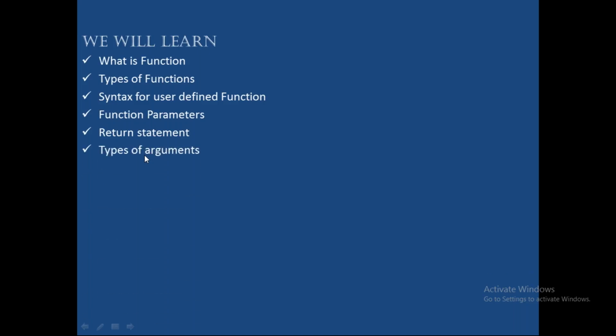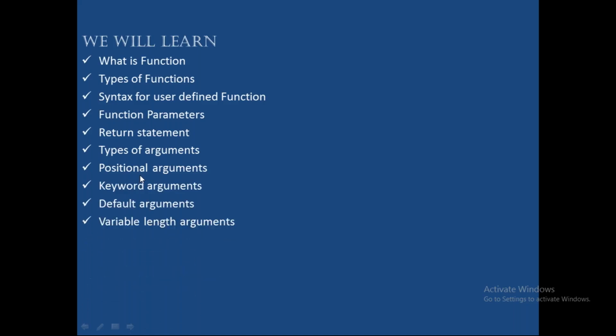Then we are going to talk about types of arguments: positional argument, keyword argument, default argument, and variable length argument. These are the different ways to pass inputs to functions. Next, the global keyword. Why are we going to use the global keyword? Suppose you have assigned a equal to 10. This value 10 should be available across all the functions. Then you need to use a global keyword.